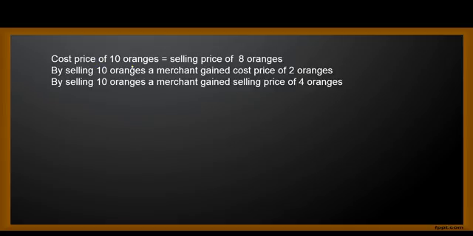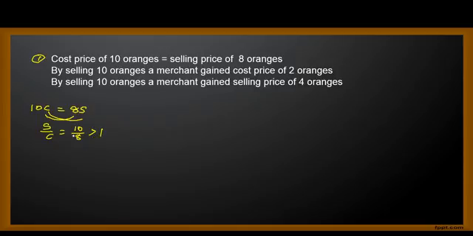The cost price of 10 oranges is equivalent to the selling price of 8 oranges. It means 10C is equivalent to 8S. If you send this C to the right hand side and 8 to the left hand side, S by C is equivalent to 10 by 8. As this ratio is greater than 1, we will get a profit, because selling price is more than cost price.